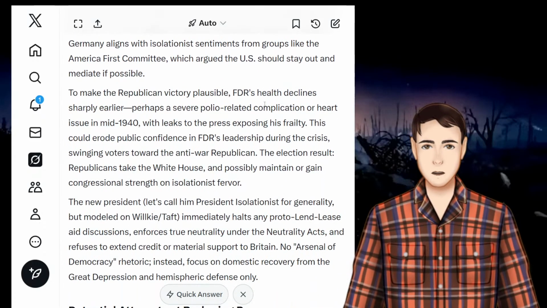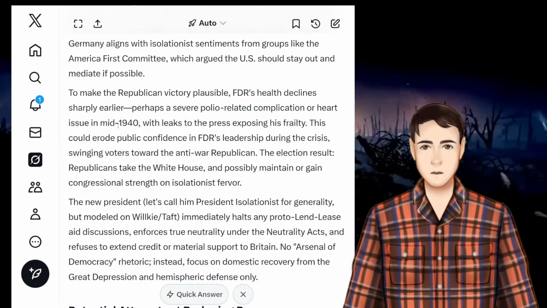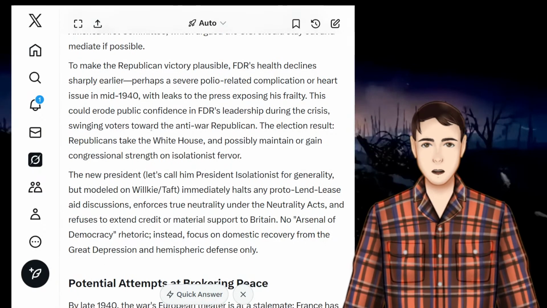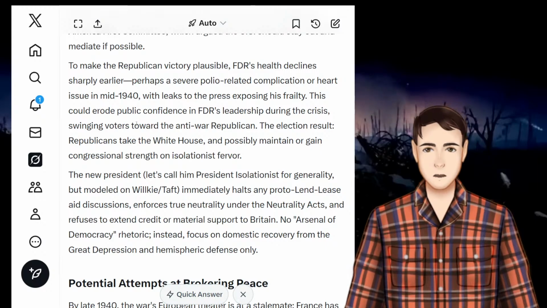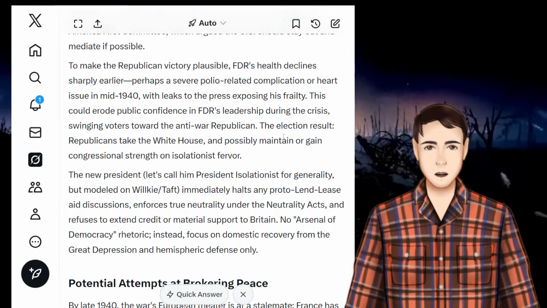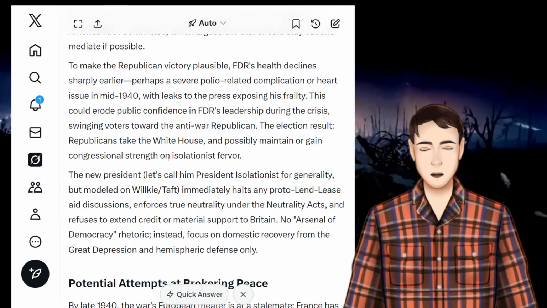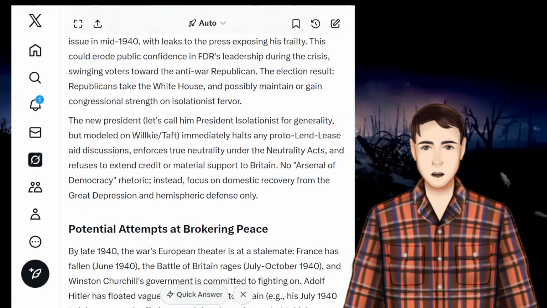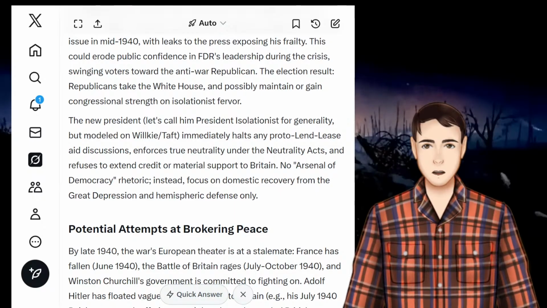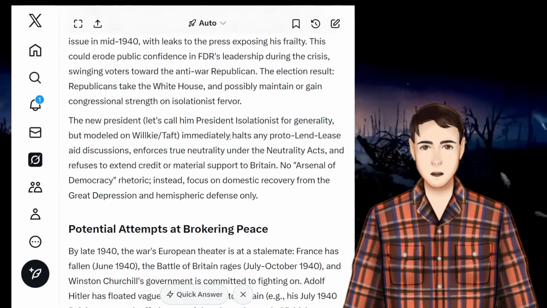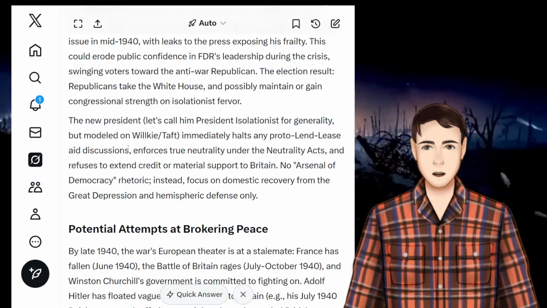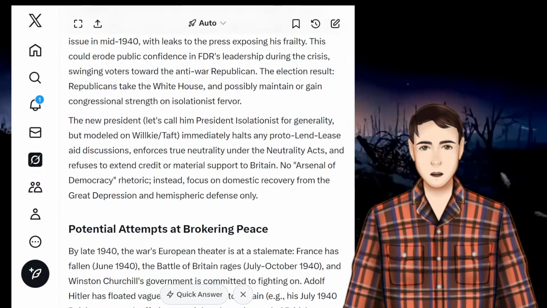To make a Republican victory plausible, FDR's health declined sharply earlier, perhaps a severe polio-related complication or heart issue in mid-1940, with leaks to the press exposing his frailty. This could erode public confidence in FDR's leadership during the crisis, swinging voters towards an anti-war Republican. The election result: Republicans take the White House and possibly maintain or gain congressional strength in isolationist fervor. The new president, let's call him President Isolationist for generality, but modeled on Willkie or Taft, immediately halts any proto-Lend-Lease aid discussions, enforces true neutrality under the Neutrality Acts, and refuses to extend credit or material support to Britain.